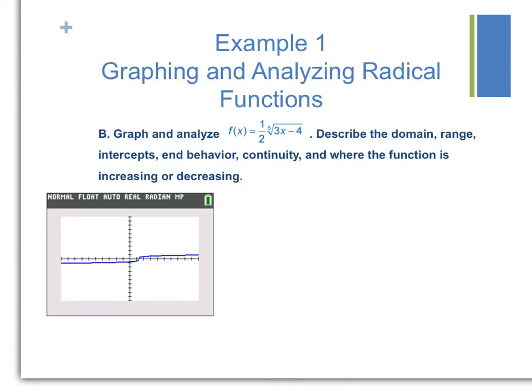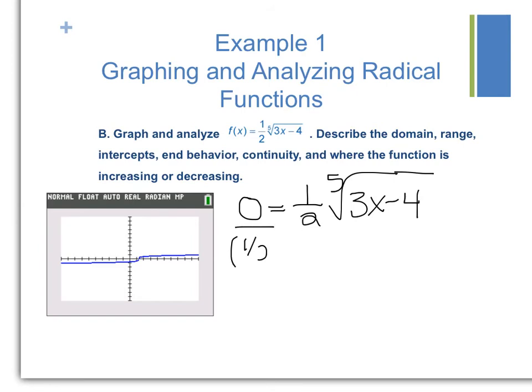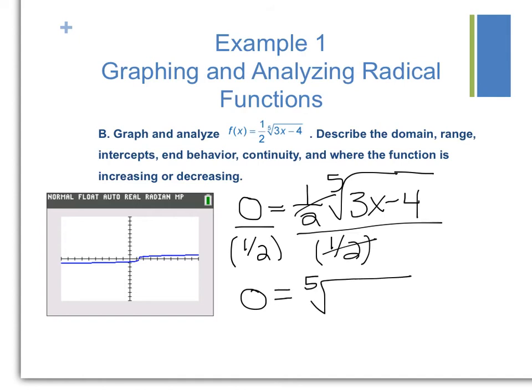Finding the x-intercept, we are going to substitute 0 for y, or f of x, and solve for x here. To solve this equation for x, I first need to get rid of the 1/2. So I'm going to divide both sides by 1/2. If I divide by 1/2, 0 divided by 1/2 is still 0. Then I get 0 equals the fifth root of 3x minus 4.